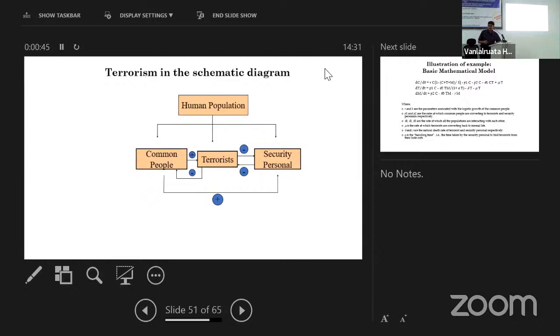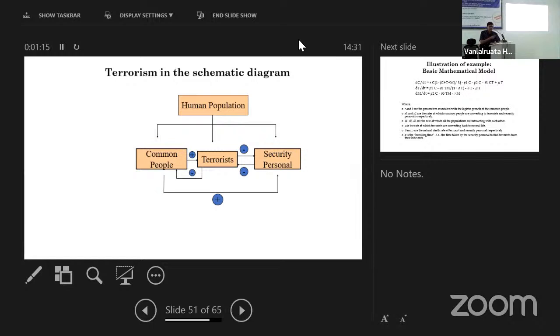But going to the second part of my talk, due to the interruption of the UGC, I could not finish the first part of that. So I'll first finish that part. Of course, the second part of my talk will be on epidemiology.